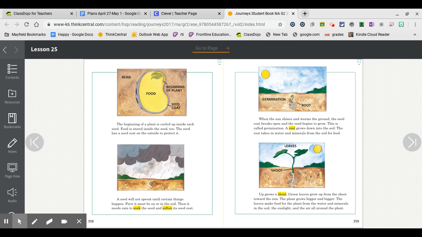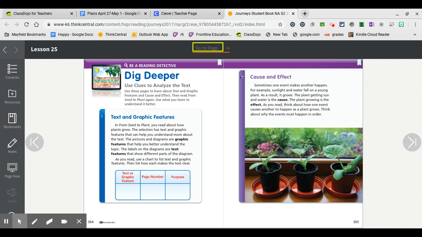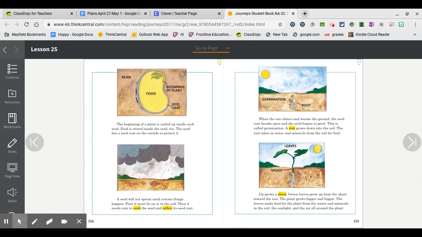On this page, we see 1, 2, and on this page we see 1, 2 diagrams. So we can think about our chart where we list our text and graphic features, the page number, and how each makes the text clear when we take a look at our diagrams. So let's take a look at the top diagram here on page 358. I can use our column chart to help me think about how the text and graphic features help me understand the text.